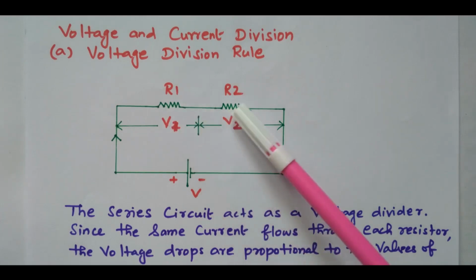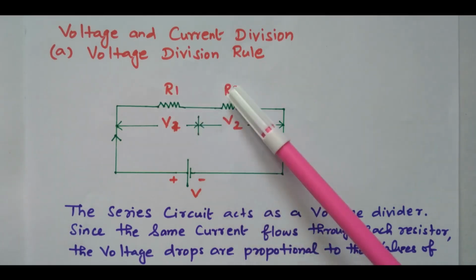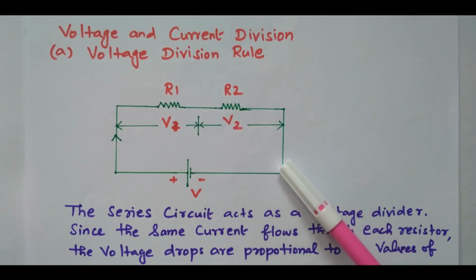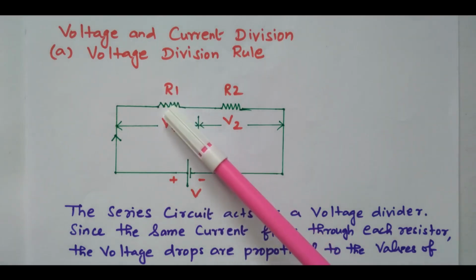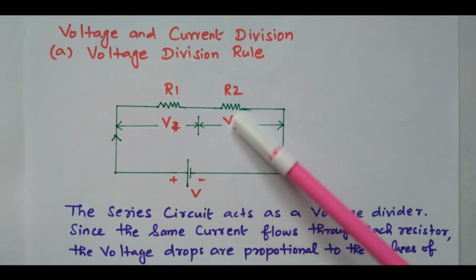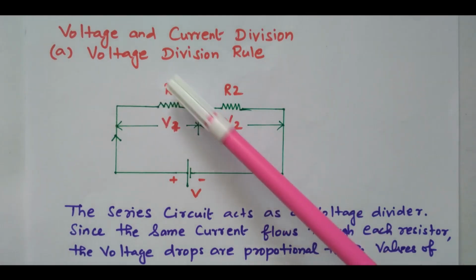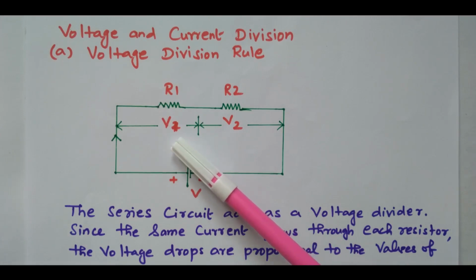Here the two resistors, R1 and R2, are connected in series, energized by the DC voltage V. So what will happen? Some of the voltage will be dropped across R1, and some of the voltage will be dropped across R2. Depending upon the resistor value, voltage will be dropped across R1 and R2.